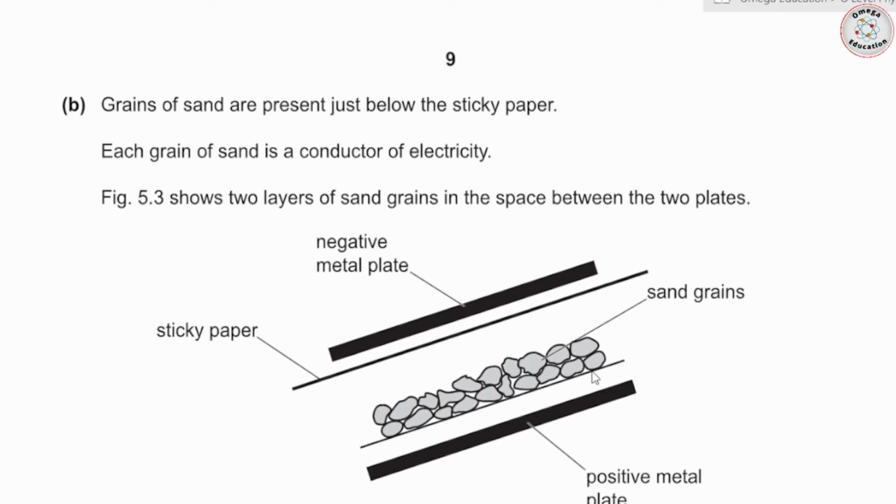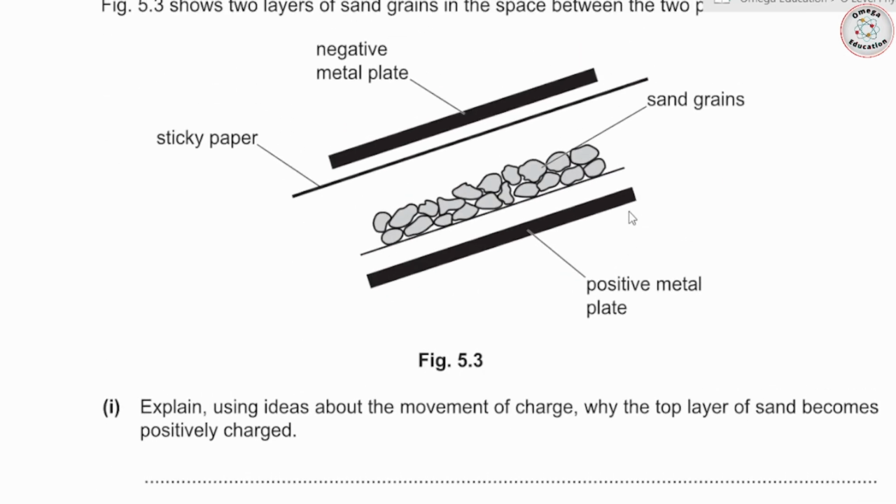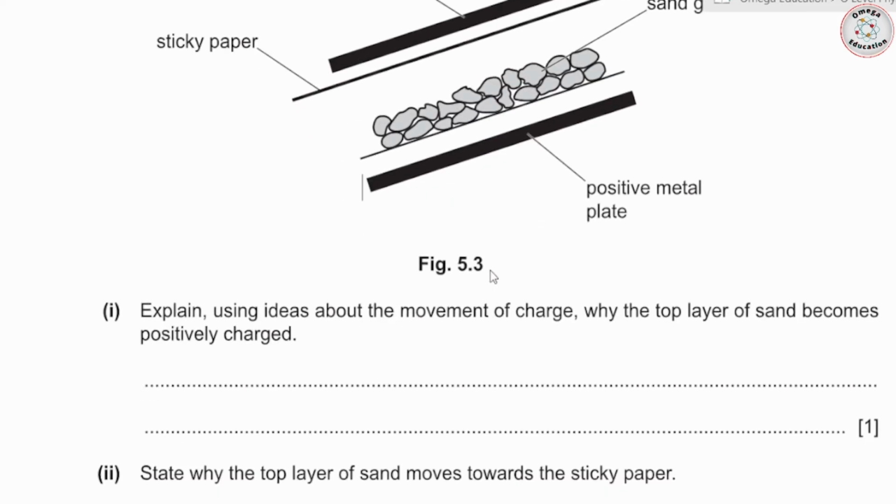Grains of sand are present just below the sticky paper. Each grain of sand is a conductor of electricity. Figure 5.3 shows 2 layers of sand grains in the space between the 2 plates. Okay, and then you can see 2 layers, first layer over here and the other layer at the bottom. Explain using the ideas about the movement of charges. Movement of charge means you have to explain in terms of electrons only. All right, don't be confused by it, don't get trapped by it.